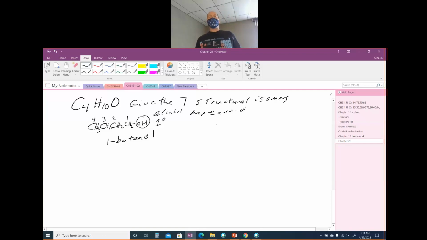All right, I could also ask for the common name. So give the 7 structural isomers, give the IUPAC name, give the common name. If it's an alcohol, label it primary, secondary, tertiary. All of these things can be asked on the same question. So this is the IUPAC name. The common name: this group is the butyl group, so this is butyl alcohol. I would prefer it to be called n-butyl alcohol, but butyl alcohol would be accepted. n-Butyl alcohol is very clear that this is a straight chain alcohol.